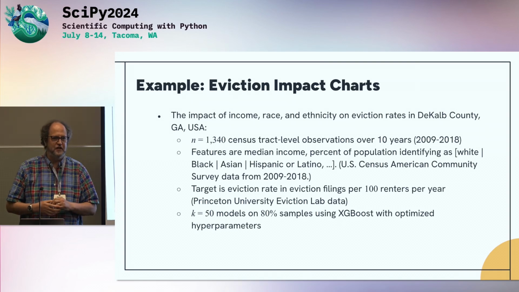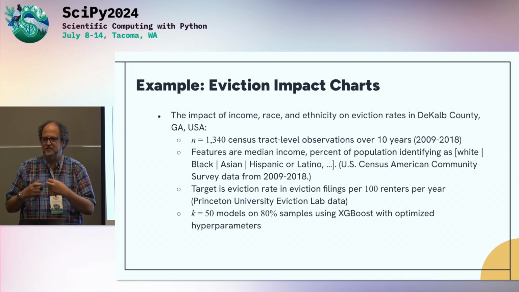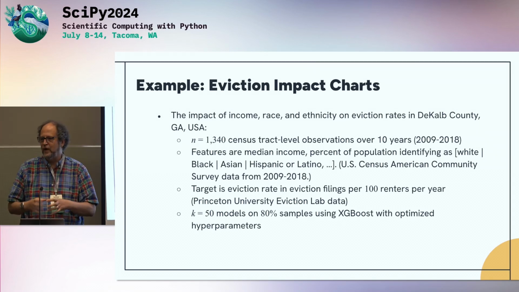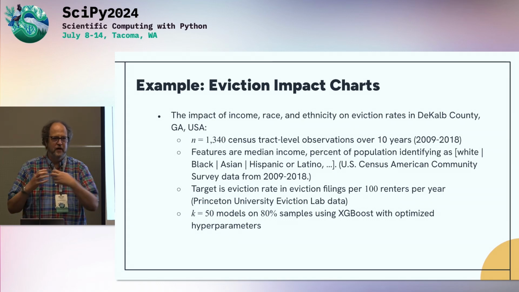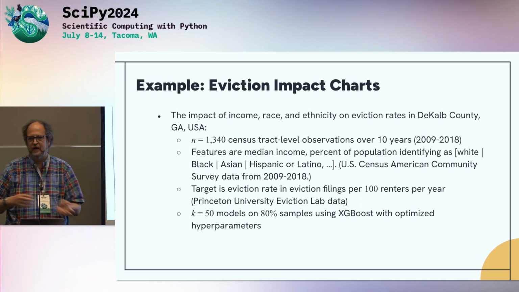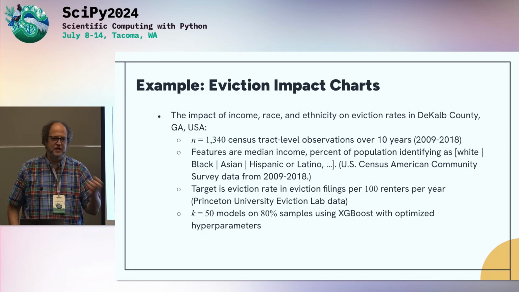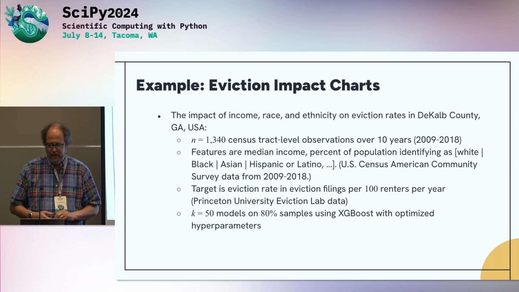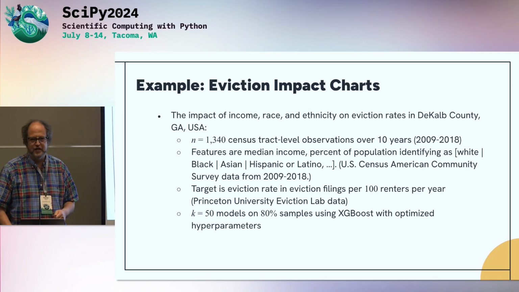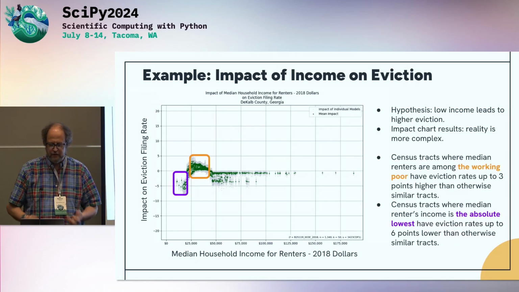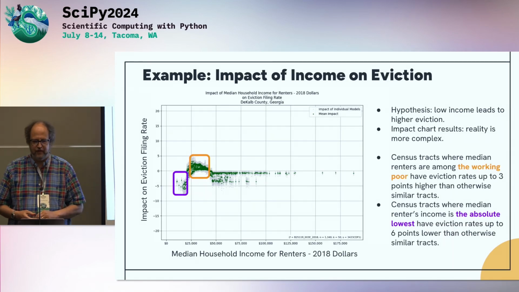We also put in features for race and ethnicity. This comes from U.S. Census data. We put in a feature that is, for example, the percent of the renters who live in that area who are white. Another feature for the percent who are black, Hispanic, and Latino, and so on. The eviction data came from the Princeton Eviction Lab, and we again used XGBoost with 50 models and 80% samples to do the training. So here's what the impact chart looks like for that data.